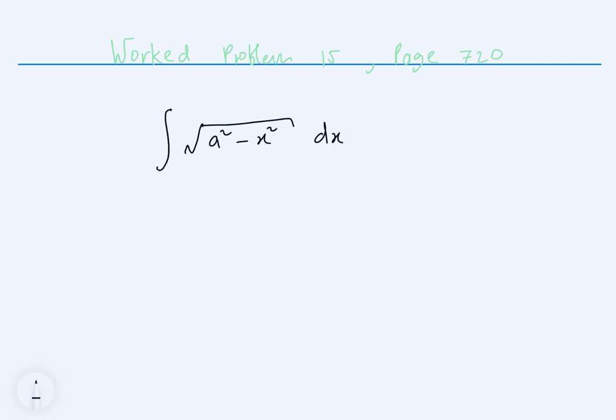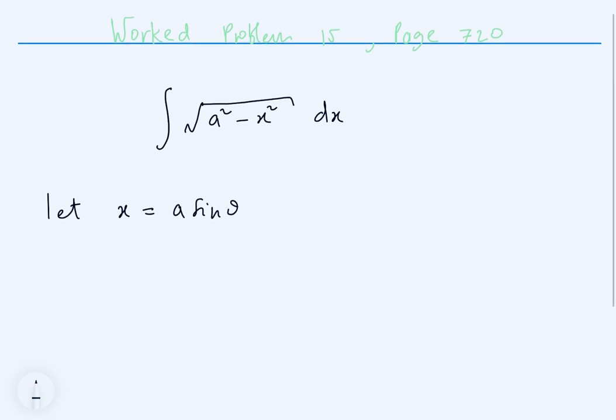So what we basically do is this: we let x be equal to a sine theta. That is the substitution that we make for this one. Of course, we are going to have to differentiate x, so we have to find the derivative of x with respect to theta. Okay, so we go ahead and we differentiate.